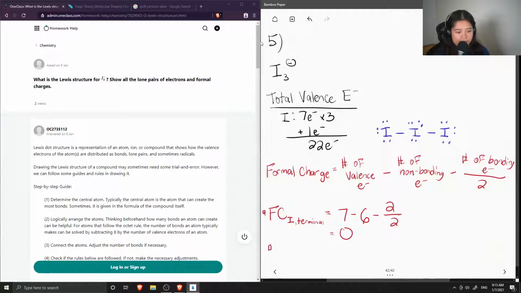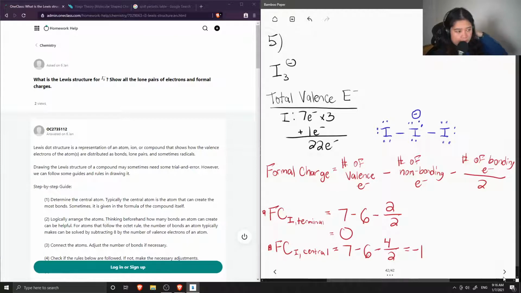So now let's calculate the formal charge of iodine, and this is going to be our central atom. It still has 7 valence electrons. This time the number of non-bonding electrons is still 6. But the number of bonds it has is 2 bonds. So there are 4 bonding electrons divided by 2. And 7 minus 6 minus 2 gives -1. So the central iodine is where I would draw in my negative charge.